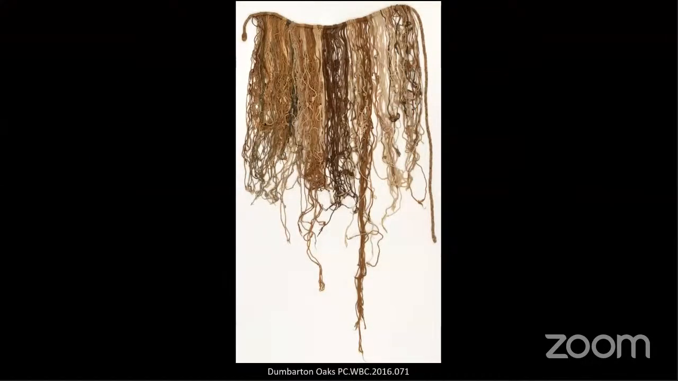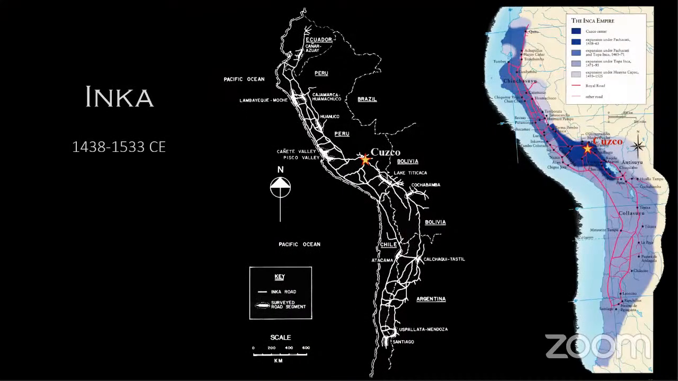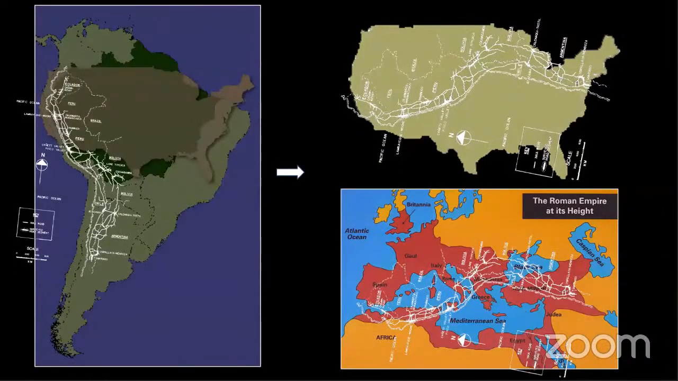While the Wari most likely invented Khipus, what we know about them comes mainly from Inca and post-Inca sources. The Inca Empire began in 1438 and ended with the Spanish conquest in 1533. At the time of contact, the empire spanned most of Western South America, as you can see in these maps. This is an area as long as the United States is wide and about the same size as the Roman Empire at its height.